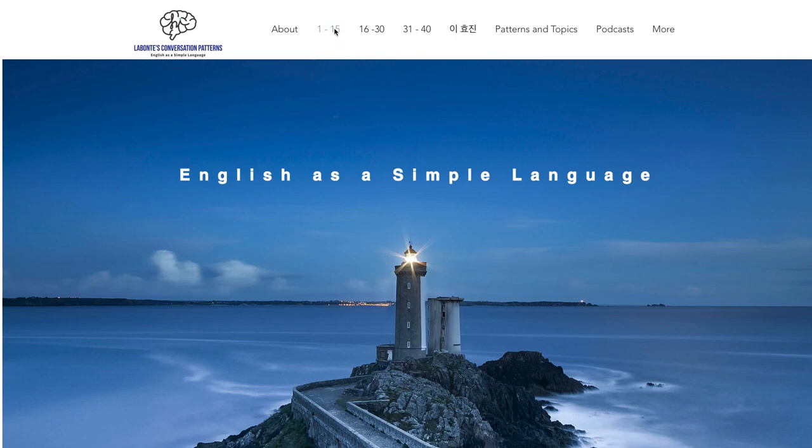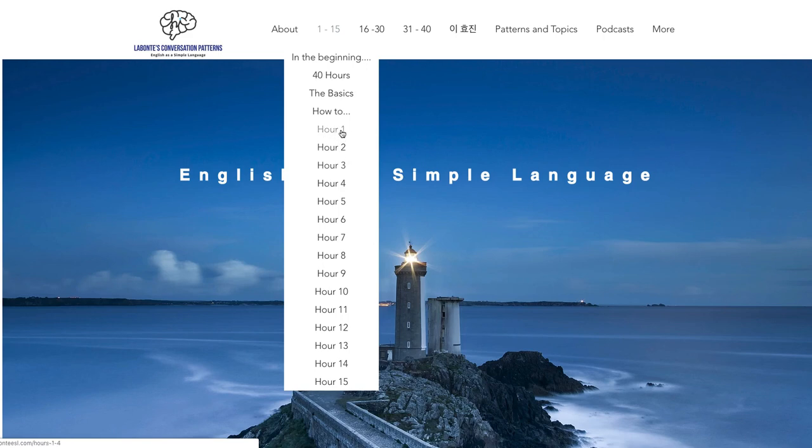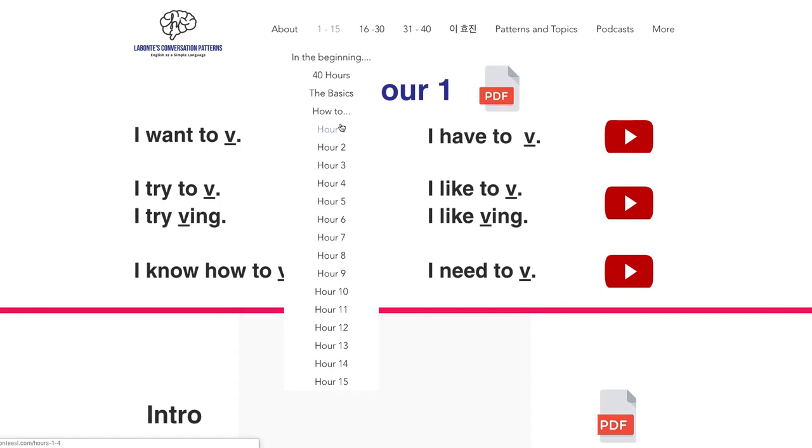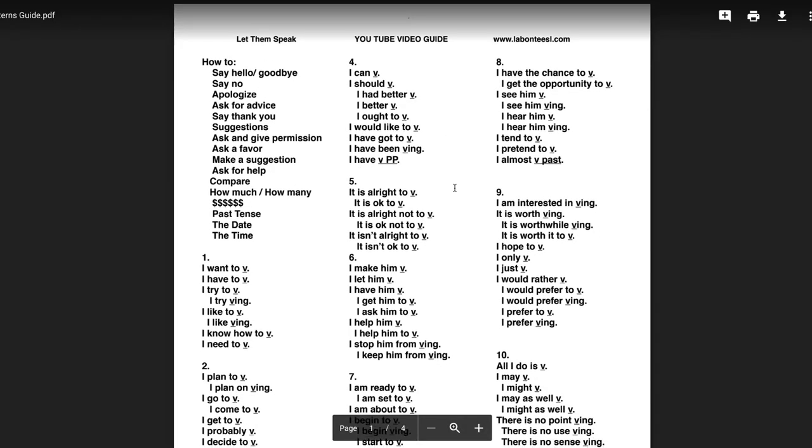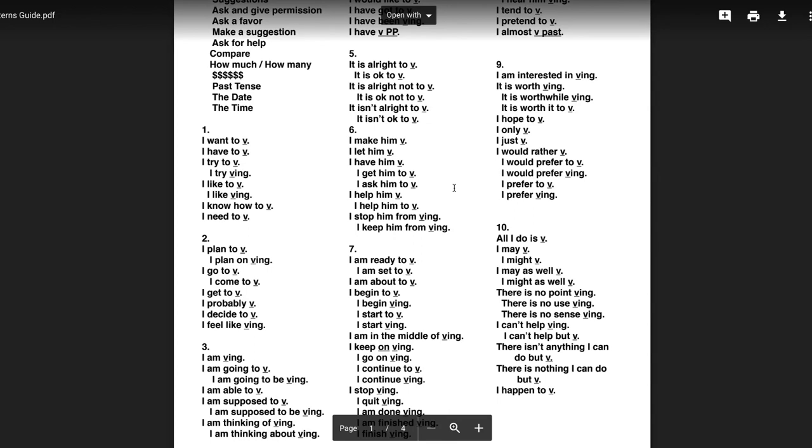And if you go here and just say, for example, opening hour one, in every hour I have this same printout available. If you tap it, this is the list of patterns as I teach them.